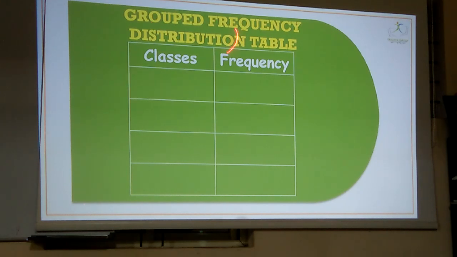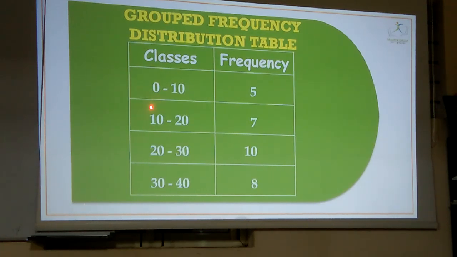There is something called classes and something called frequency. Classes are the values, frequency is the occurrence of those values. What's your age? 15, 16. There are a few people who are 15, a few people who are 16. One class is 15, one more class is 16. How many people are 15 is the frequency for 15, and how many are 16 is the frequency for 16. Clear? With an example.